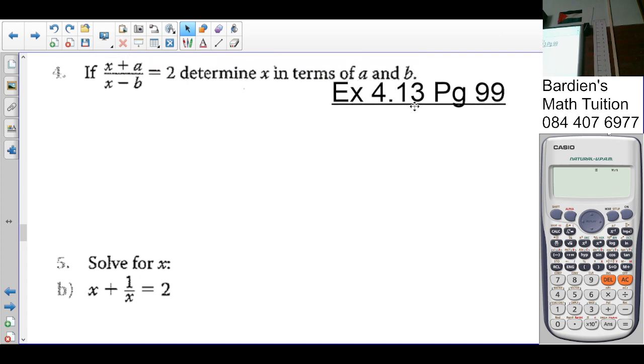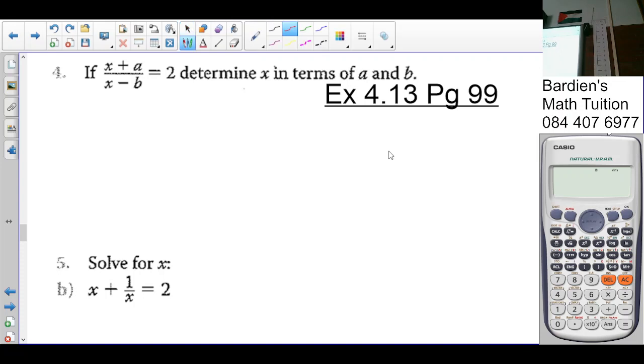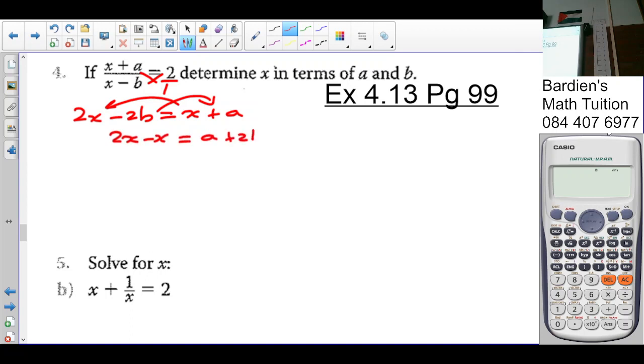Right, here they say determine, if x plus a over x minus b is equal to 2, determine x in terms of a and b. So what do I do first? I can cross multiply. So 2 times x is 2x minus 2b equals 1 times x plus a. Right, what do we do now? X is one side, numbers the other side. So it's going to be 2x minus x is equal to a plus 2b. But 2x minus x? X. A plus 2b.